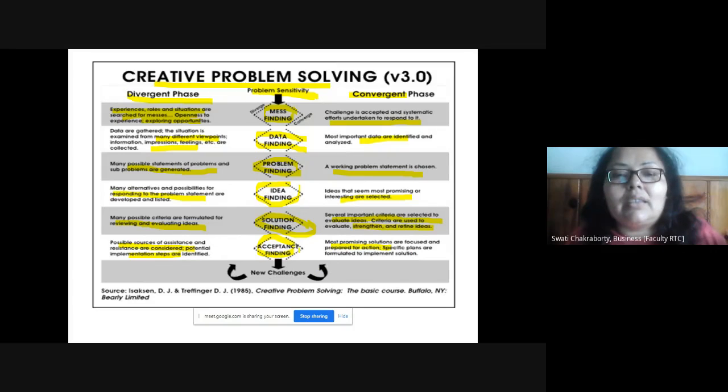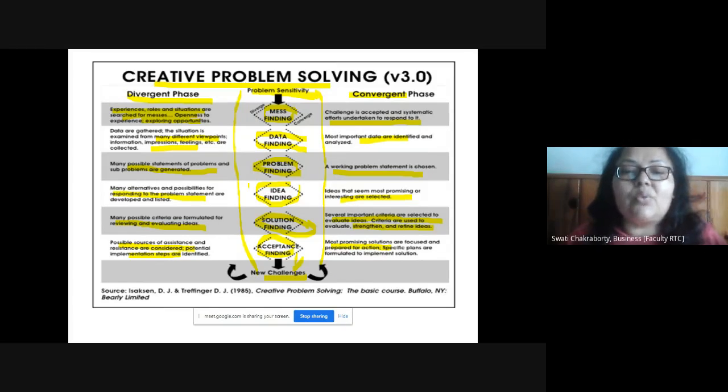So once it is done, then what happens? You start implementing, new challenges come up, and then you go back to problem sensitivity. Are they using the divergent phase or the convergent phase? But the process is the same, it goes on replicating.